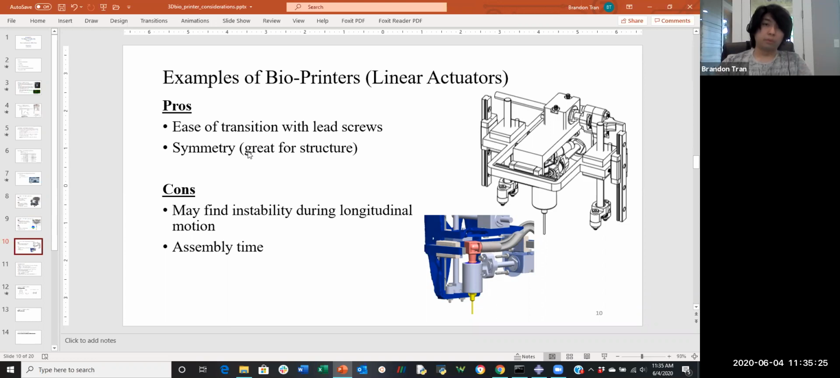So, symmetry, it has great symmetry. That symmetry is absolutely fantastic for structure. If you guys are in the failures and design group, you kind of want to try and get things to be as symmetric as possible.